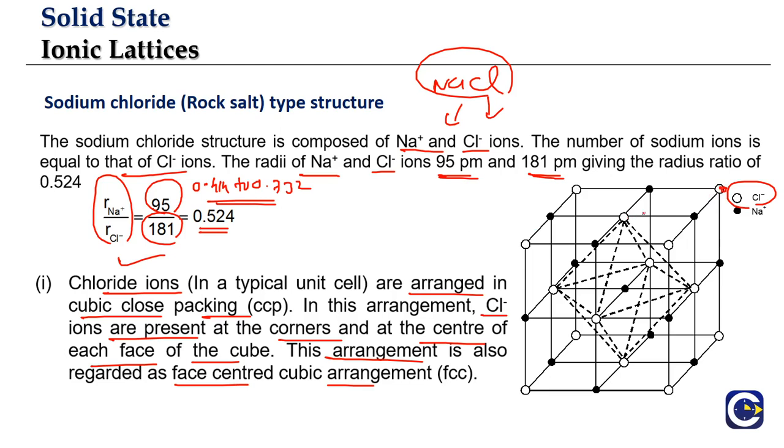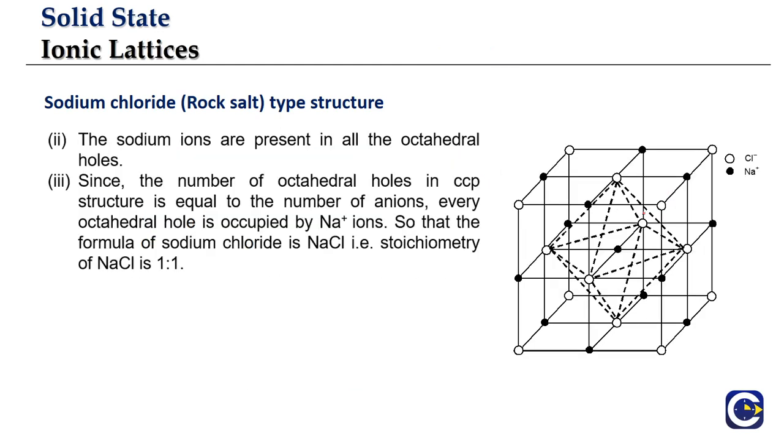Now we'll talk about the positions of the Na plus. The sodium ions are present at all octahedral voids. What are octahedral voids? Octahedral voids are basically one we'll have at the body center, and each edge center will be having the sodium plus ions. We can see over here the dark color ones. So one is at the body center and the other ones are what? Other ones are at the edge center.